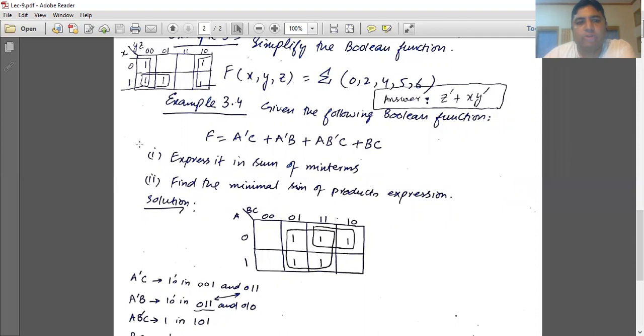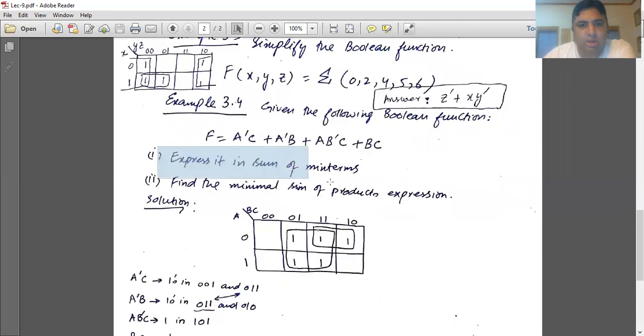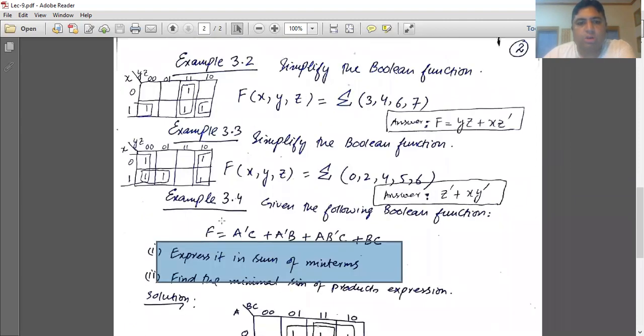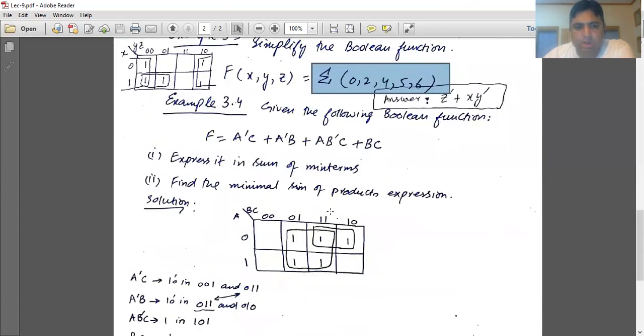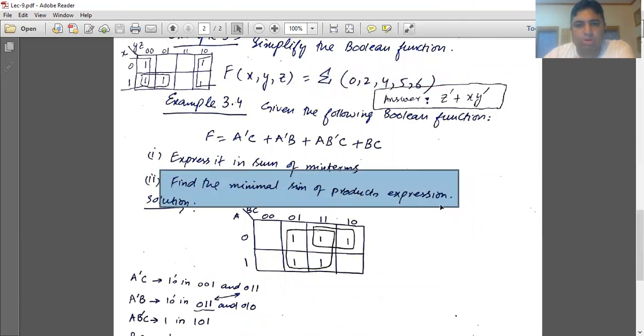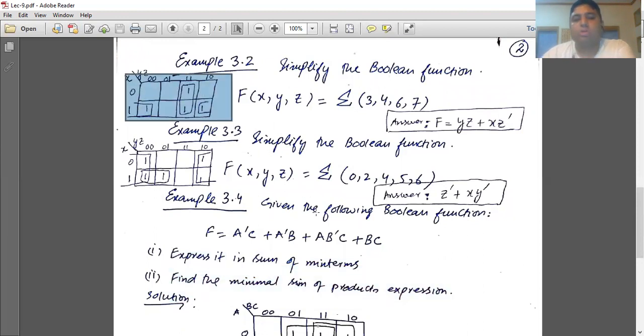Another different thing in this question is that he has asked two things. First, he has asked you to express it in sum of minterms. He is giving you a question in algebraic form, and he is asking you two things. First is to write the given function in sigma form, or sum of minterms form. And the second thing is to simplify it to a minimal sum of products, the same thing which we have done here, making a K map and simplifying the function.